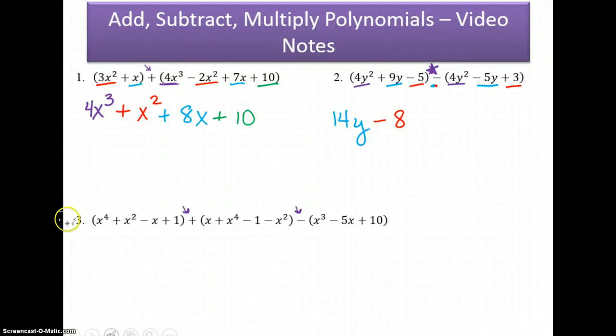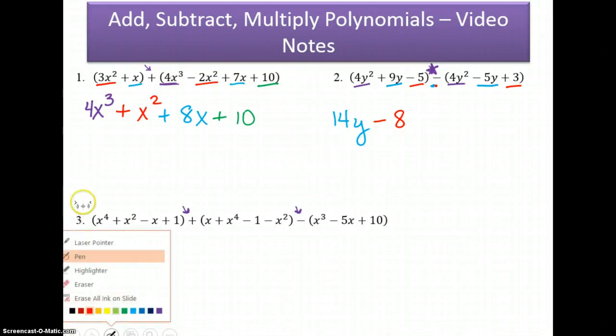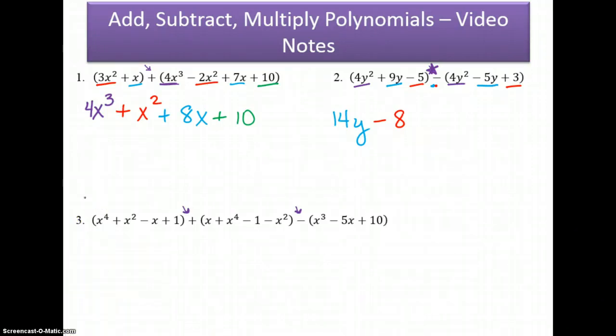Number 3, we're going to go across the board here. We're doing adding and subtracting in all these different sets of parentheses. So the first thing we're going to do is scan the whole thing and look for our biggest exponents. Well, those are going to be the x to the fourth. So here's an x to the fourth, here's an x to the fourth. Okay, and the sign here is plus. So we're doing x to the fourth plus x to the fourth. That's 2 of them. 2x to the fourth.